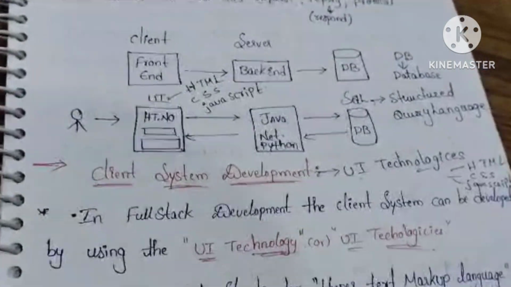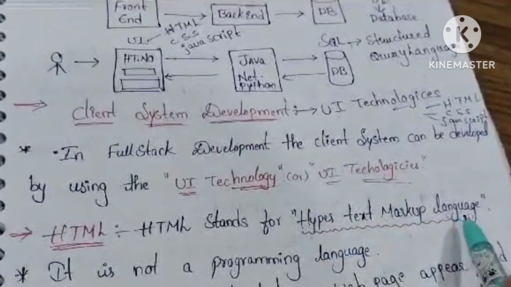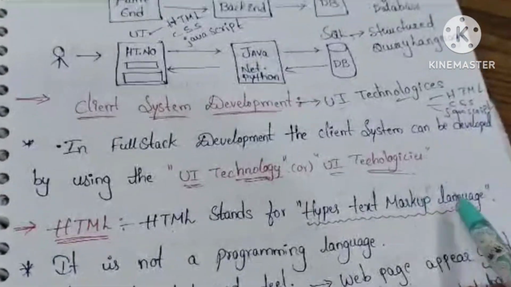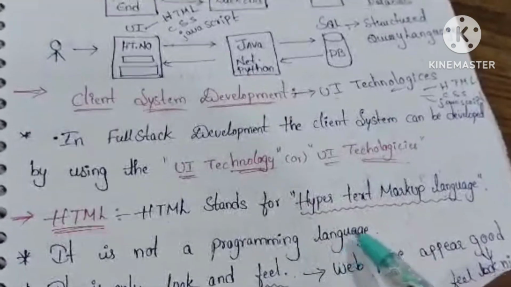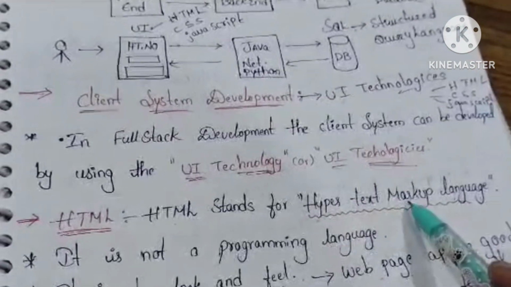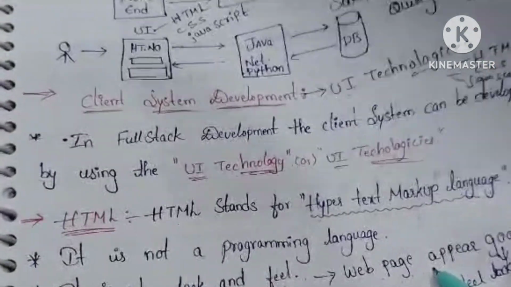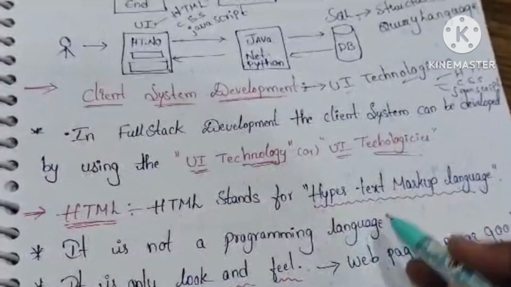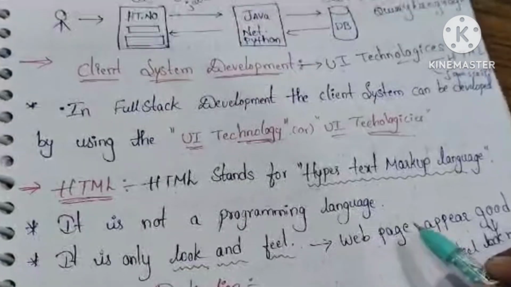Okay. So here HTML stands for Hypertext Markup Language. It is not a programming language. It is a markup language. So why do we use the markup language? So that the web page will appear good, with a good look and feel.